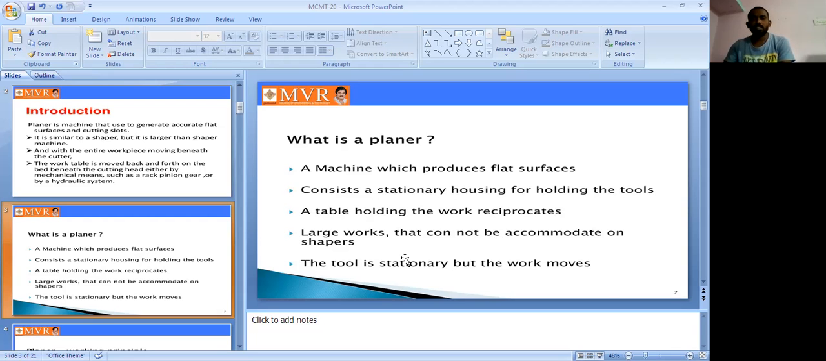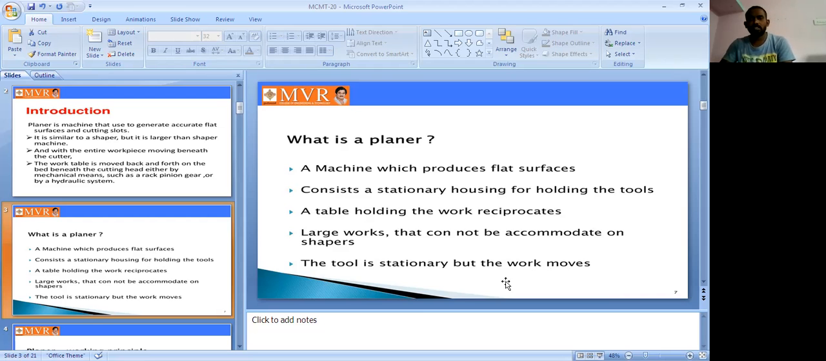The tool is stationary, but the work moves. See here, the tool is stationary, but the work will move in forward and backward directions. So the work is not stationary, the tool is stationary, and the work moves forward and backward. So it is the planer. The planer is the machine that produces flat surfaces.